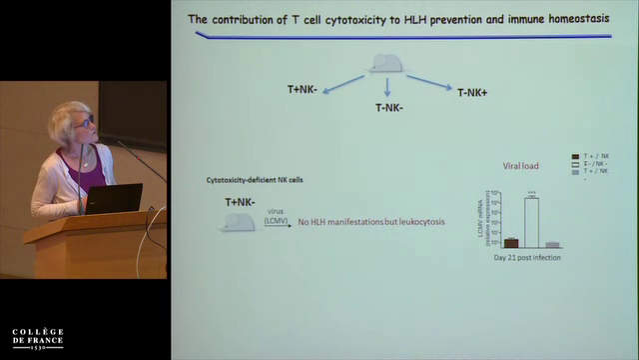To try to address this question, we have generated chimeric mice in which cytotoxicity defects were restricted either to NK cells or T lymphocytes, and compared their ability to develop immune disturbance, immune pathology, and HLH manifestation as compared to control or fully cytotoxicity-deficient mice. And we observe that when the cytotoxicity defect is restricted to NK cells, LCMV infection does not induce HLH manifestation.